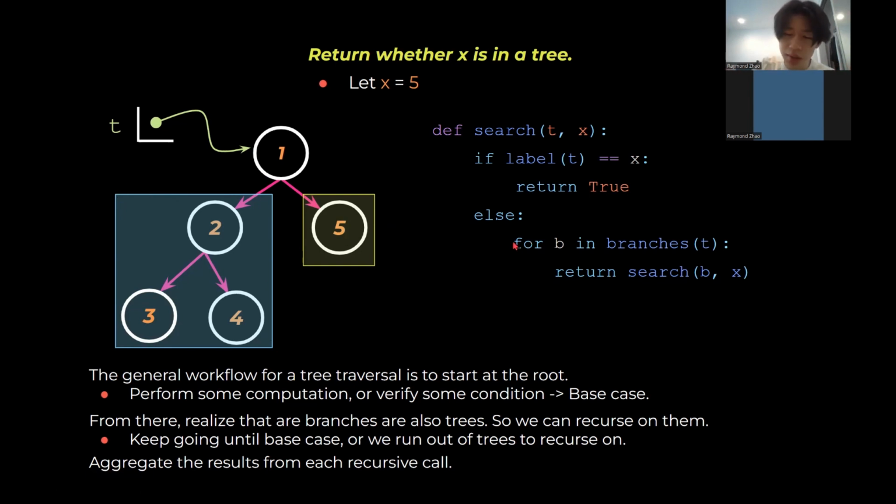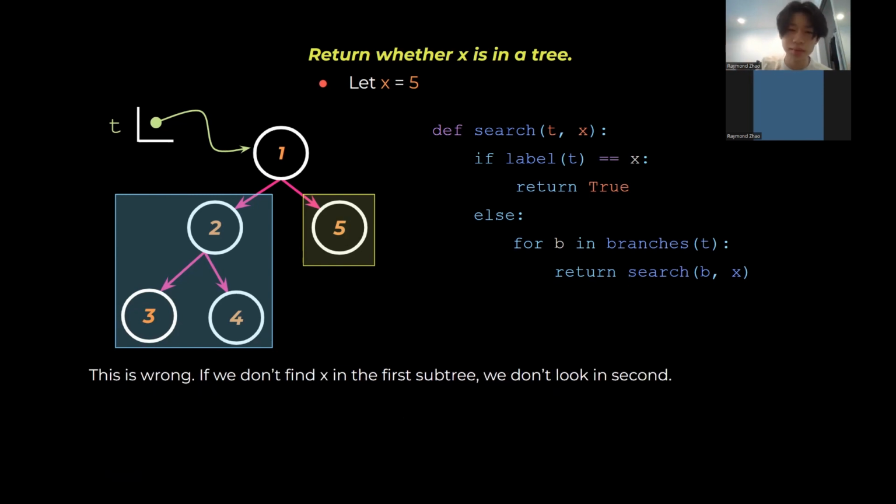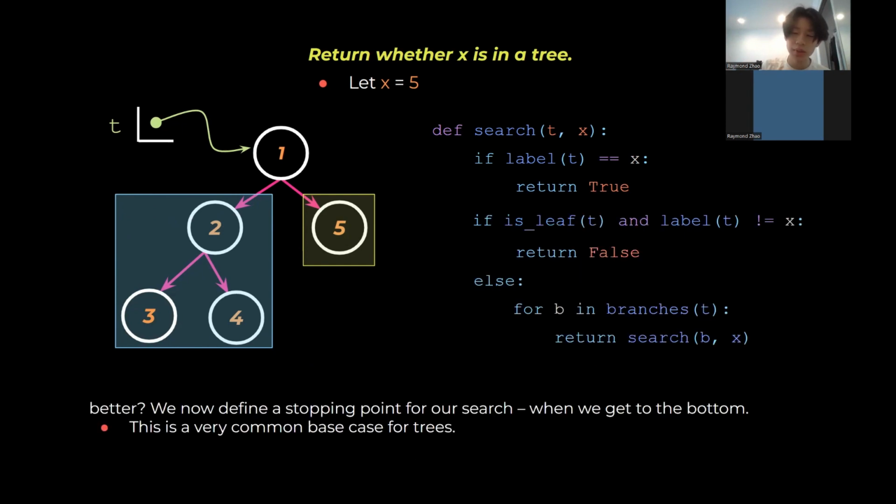Because when I'm iterating through my list, you're only returning the search on the first branch. We're not waiting until I get through all of my branches because there might be a 5 hidden later on. Okay, so this is wrong. So I don't find an x in my first subtree in this blue region. So we never even look at the second, right? That's the issue. So here's another potential solution.